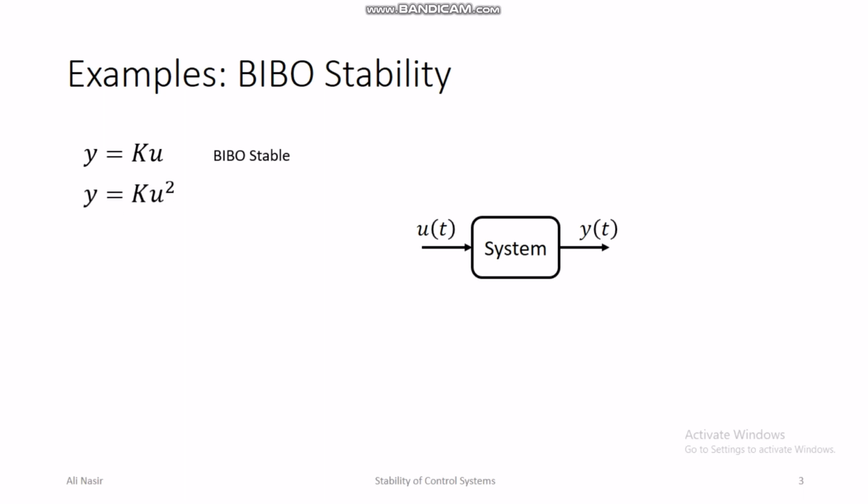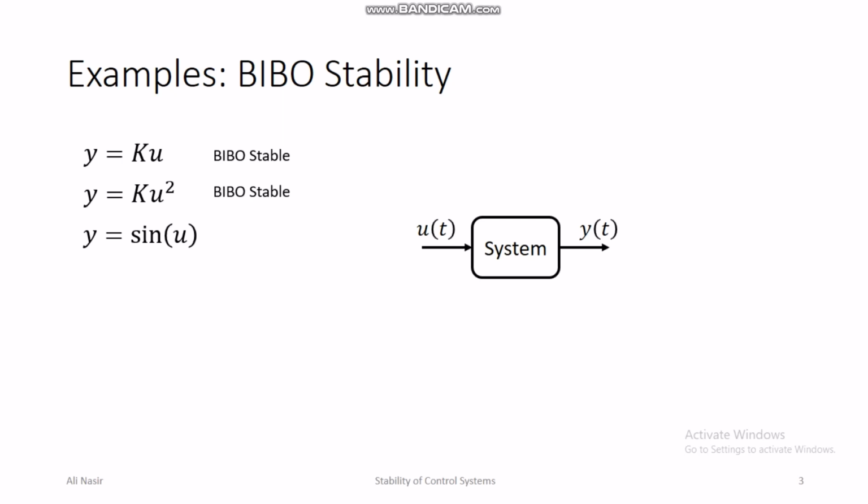Similarly, if y is equal to k times u squared, even this system is still BIBO stable, because if we assume that the constant k is non-zero, then basically any finite value of u, its square will also be finite. If you multiply that square with the constant k, the product will still be finite. So there is no way of having y to be infinite with a finite value of u. So this system is also BIBO stable.